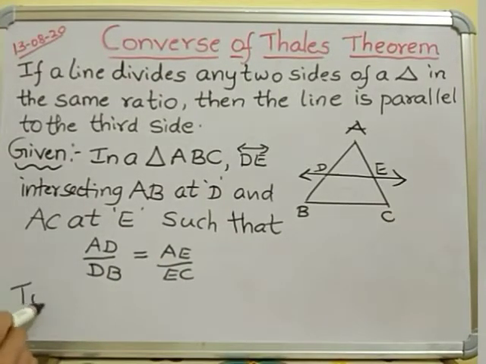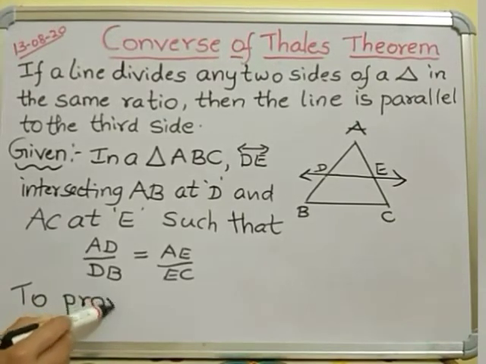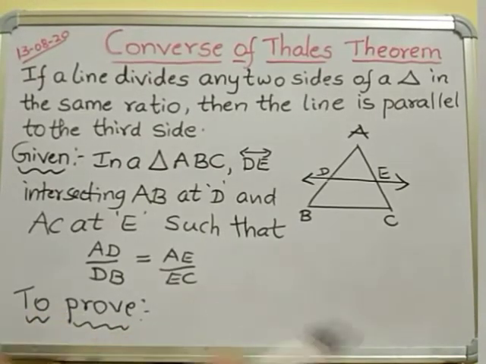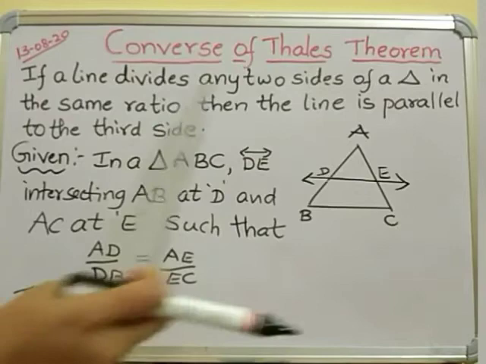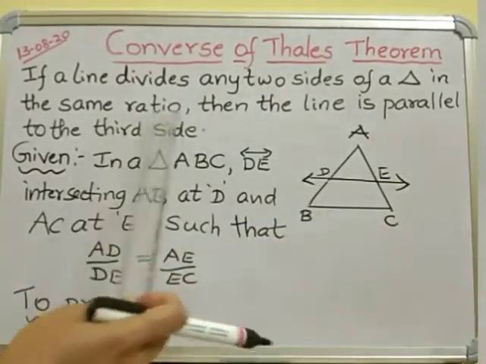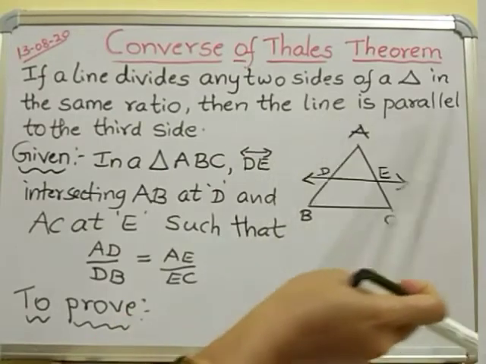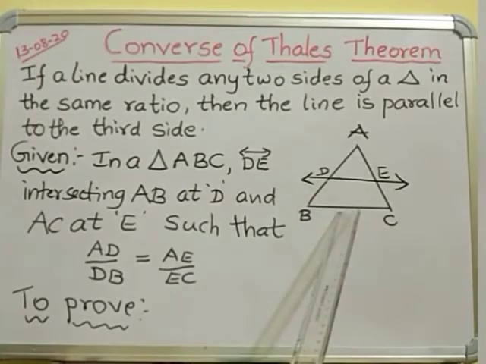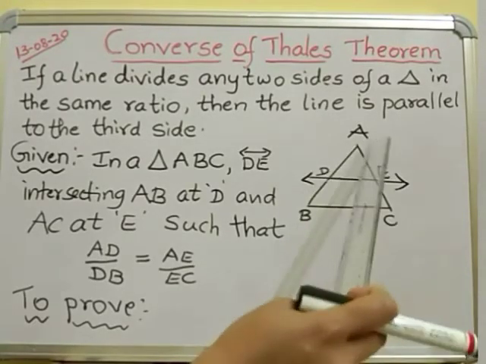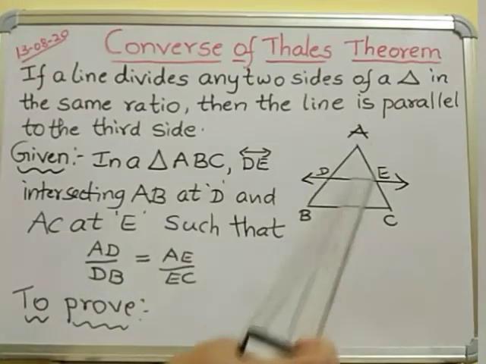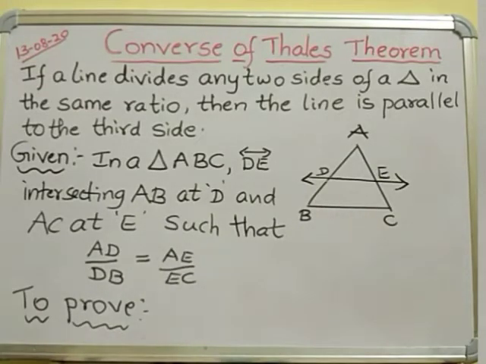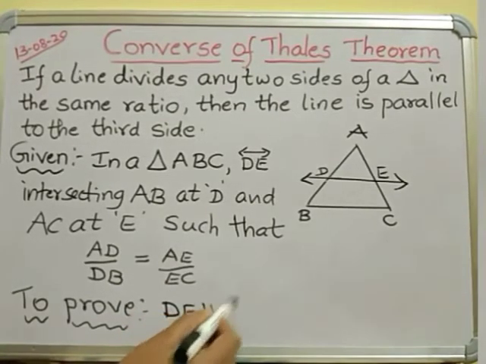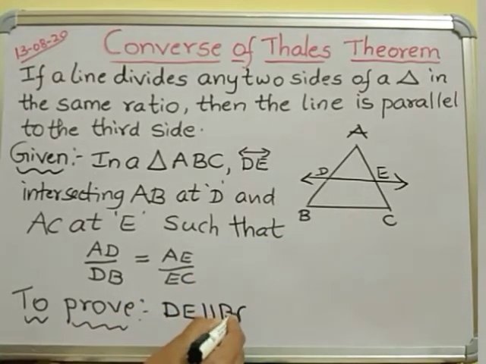Next step is to prove. Now what is to be proved? Let us see. Now what they have told: if a line divides any two sides of a triangle in the same ratio, then the line is parallel to the third side. So which is the line? That is DE. Which is the third side? That is BC, because AB and AC have already been intersected. So the third side is BC. So I am writing here DE parallel to BC.